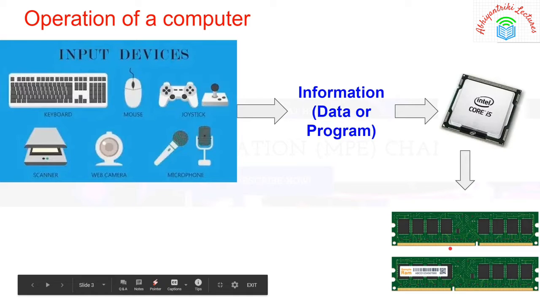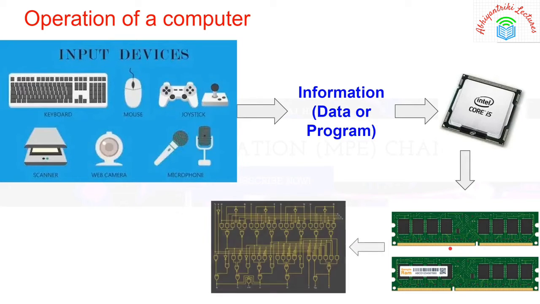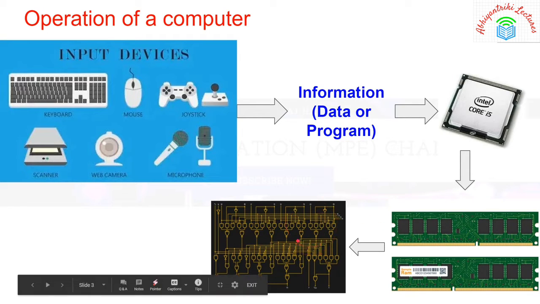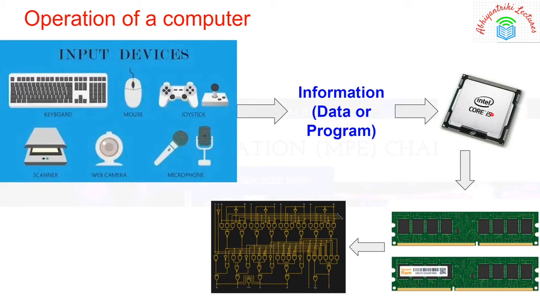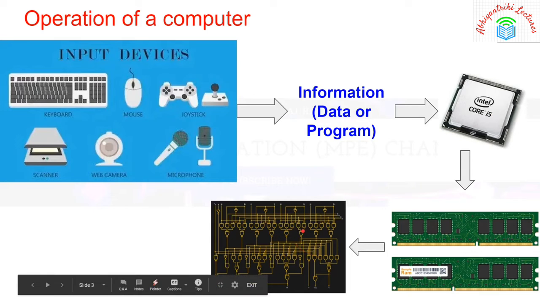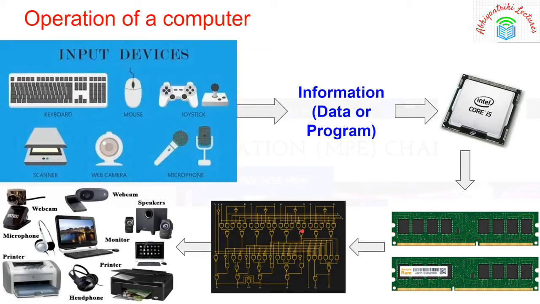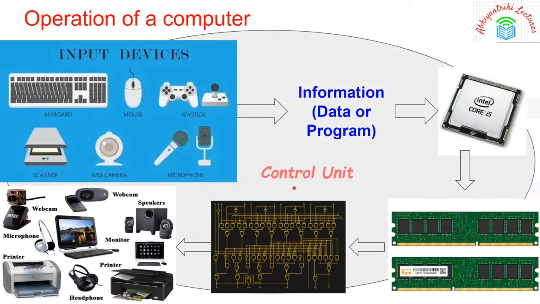The arithmetic and logic operation will be performed by the arithmetic and logic unit. This ALU is part of the CPU, that is the central processing unit, that is the processor, right? The ALU performs the operation and the final result will be sent to output devices, that is webcam, microphone, printer, headphone, monitor, speaker. And this entire operation is controlled by the control unit.